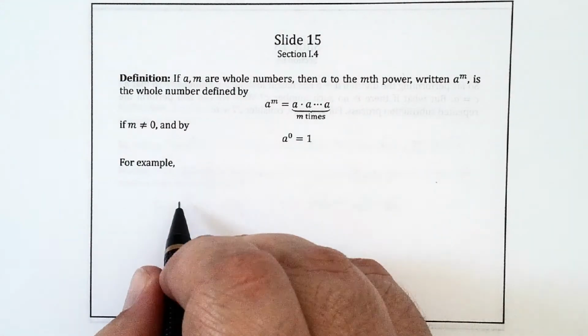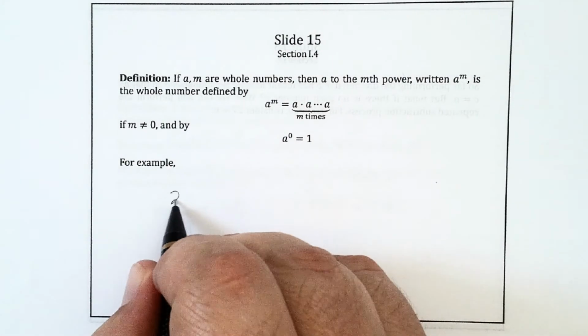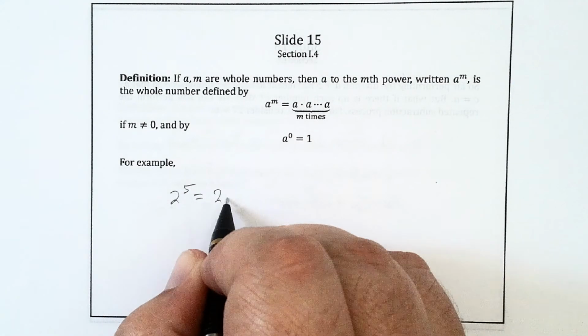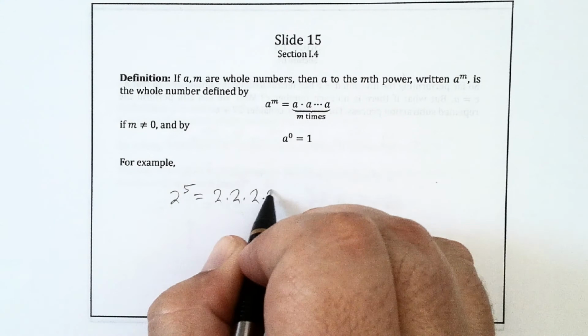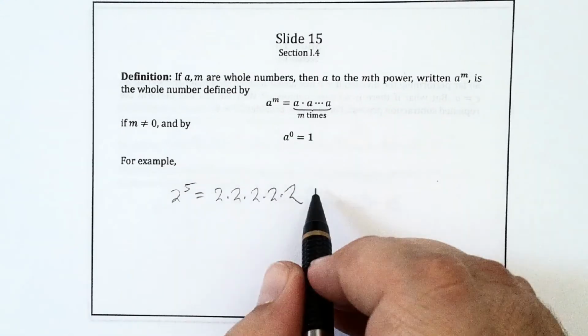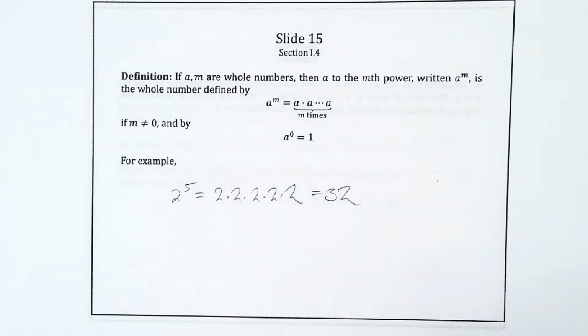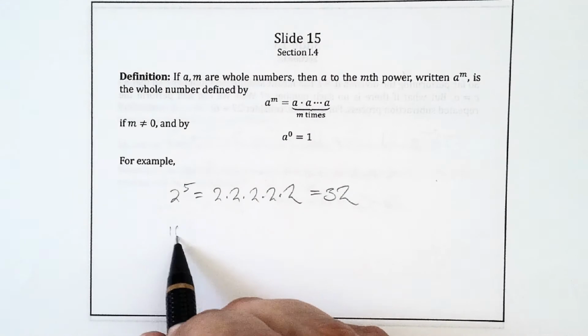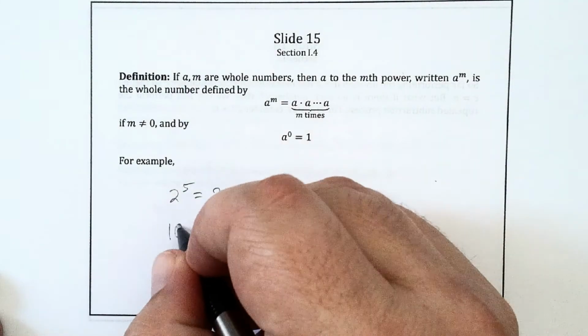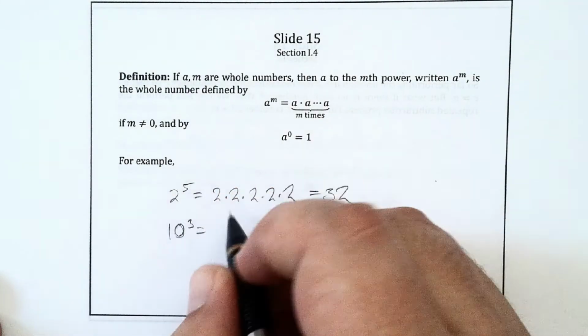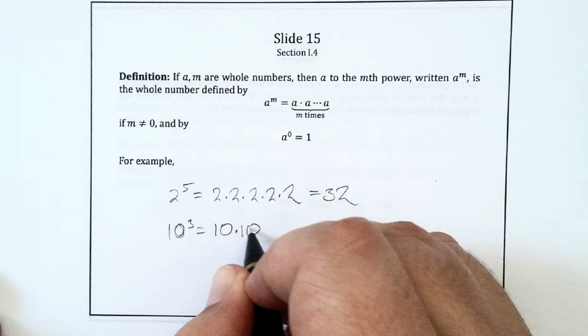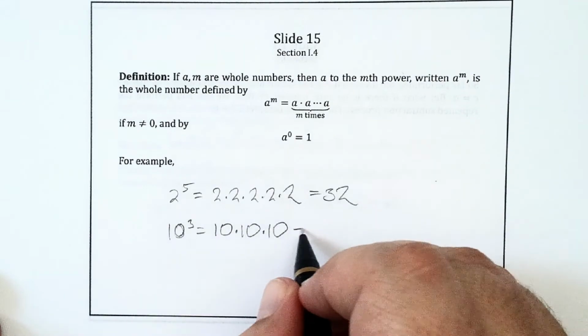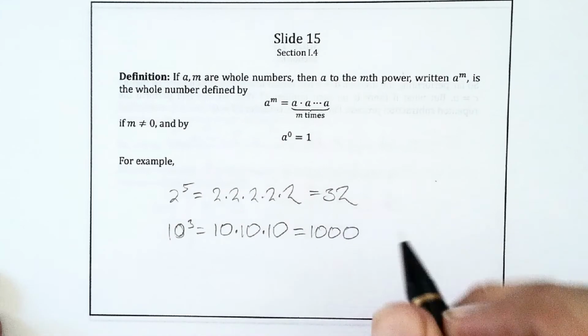So for example, 2 to the 5th power, 2 times 2 times 2 times 2 times 2, which is 32. Or 10 to the 3rd power, 10 times 10 times 10, which is 1,000.